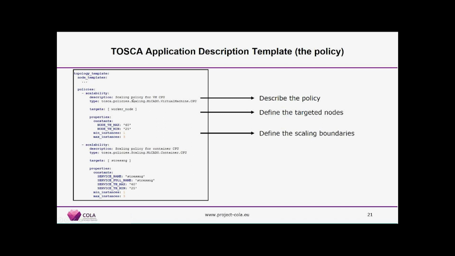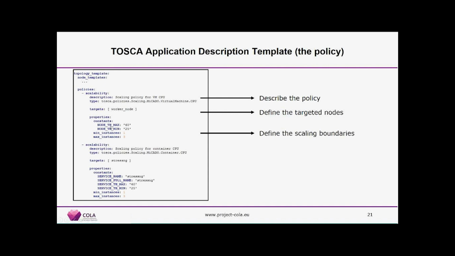So you can see this is the scaling policy for VM CPU, so it only makes sense that it would target the worker node. After we've set a target, we have some properties. These are properties that are specific to the type of policy that we're extending here. So this is TOSCA policy scaling MiCADO virtual machine CPU. And within this virtual machine CPU type, I have a couple of constants. I have a couple of boundaries that should enforce this policy. And you can see that we've defined them here.